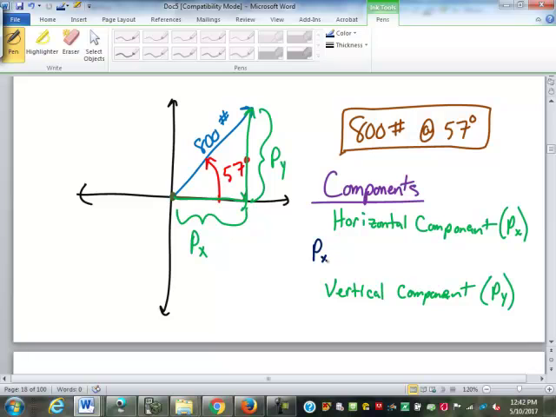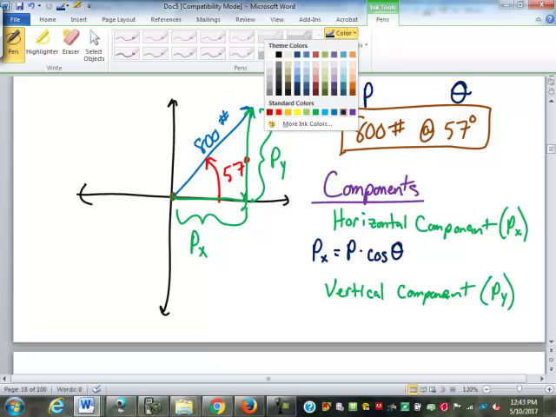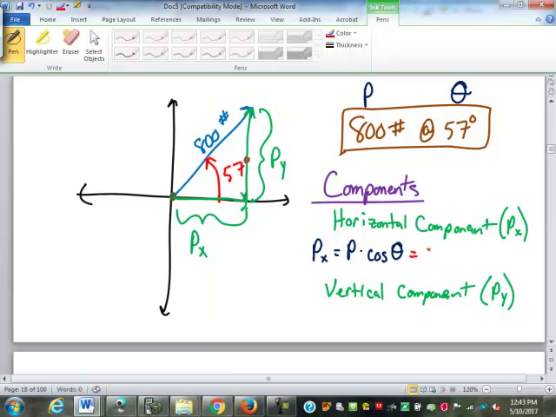Px is found by taking the magnitude. Now the magnitude is P, times the cosine of the angle. The angle is theta. So for this vector up here, that's 800 pounds times the cosine of 57 degrees.